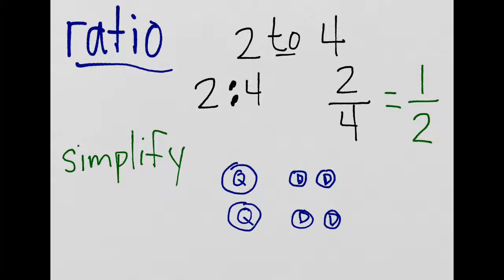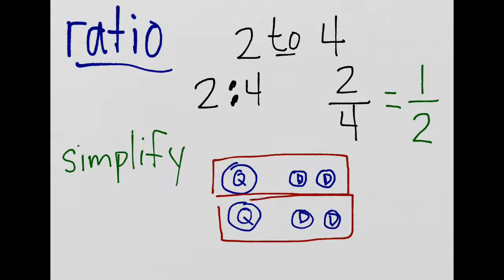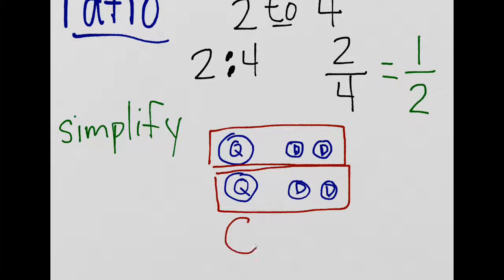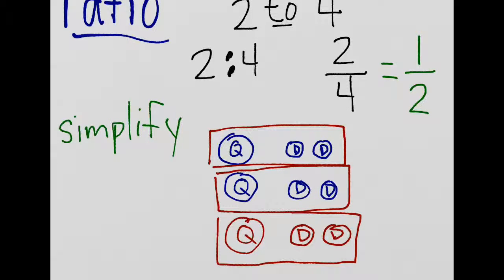So there you go, 2 to 4. But if you wanted to think about it even simpler, you could say, well, look, for this quarter I have 2 dimes, and for this quarter I have 2 dimes. And so really what I'm saying is that for every quarter there are 2 dimes. In fact, I could even add, I'll do it in red, a third quarter and 2 more dimes to make 6 dimes, and I would still have the same ratio. I could still say the same thing, that for every 1 quarter, there are 2 dimes.